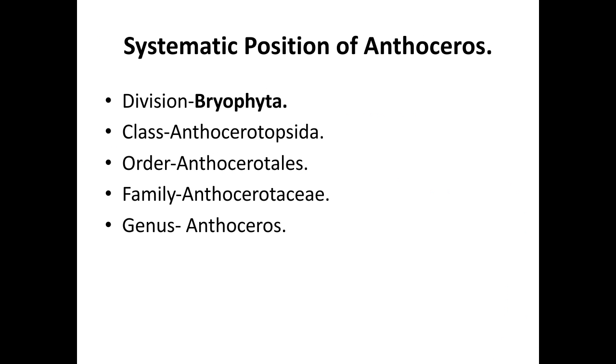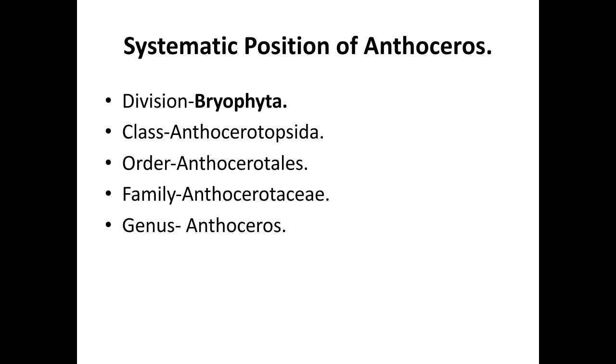Sex organs are embedded in the gametophytic tissue. Sporophyte is differentiated into foot and capsule only. Seta is totally absent in case of Anthocerotopsida. Instead of that, a meristematic zone is there. Columella is present within the sporophyte and the meristematic zone is present in between foot and capsule.